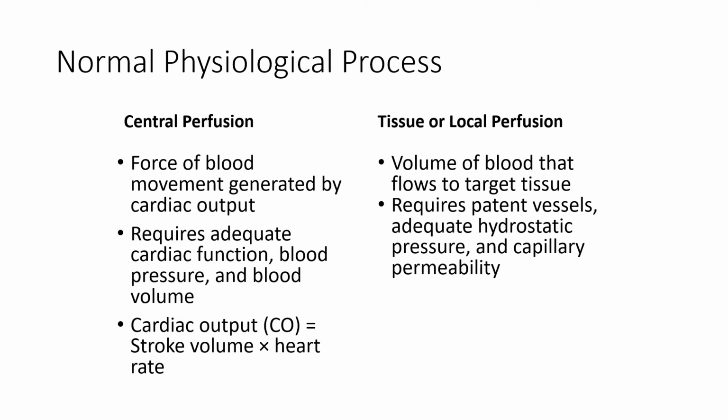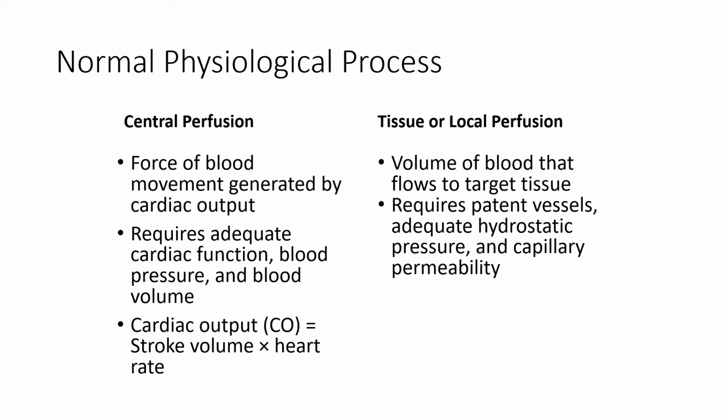So there's a couple types of perfusion. Central perfusion is basically the blood flow that is coming from the heart. This is our cardiac output. Normal cardiac output for an adult is 4 to 6 liters per minute. So that is a lot of blood that the heart is pumping in and out every minute.